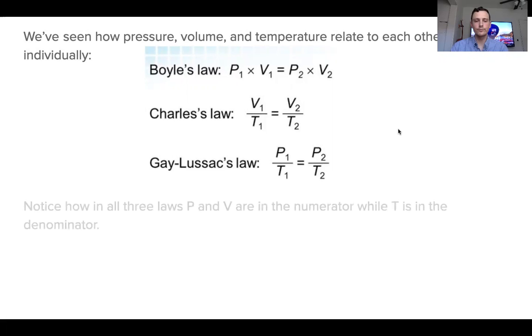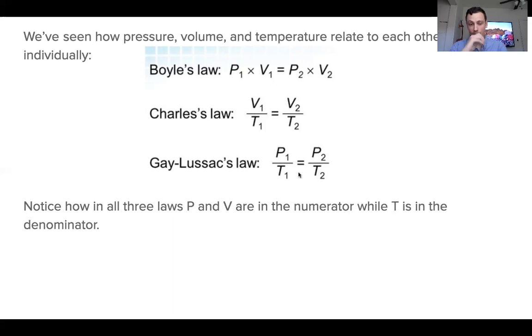However, you'll notice that there's some similarities between these equations. You'll see pressure in two of our three equations. You'll see volume in two of our three, and temperature in two of our three. Whenever you see pressure in Boyle's law and Gay-Lussac's law, that's always in the numerator. Same with volume, always in the numerator. And temperature is always in the denominator, or on the bottom of our fraction.